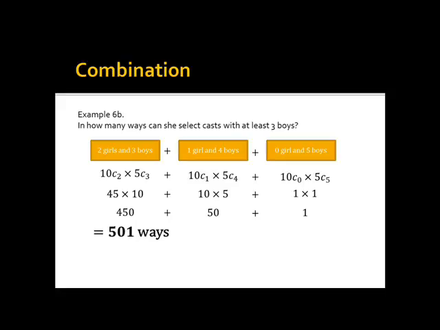We are going to add these combinations because all of them are independent events. It means that the combination of the one does not affect the combination of the other. So, the answer will be 501 ways. So, there are 501 ways she can select a cast with at least 3 boys.